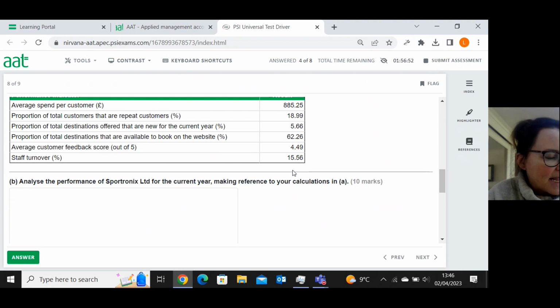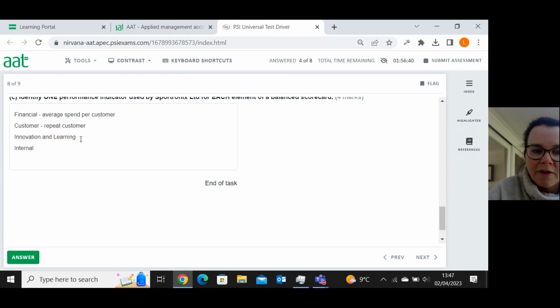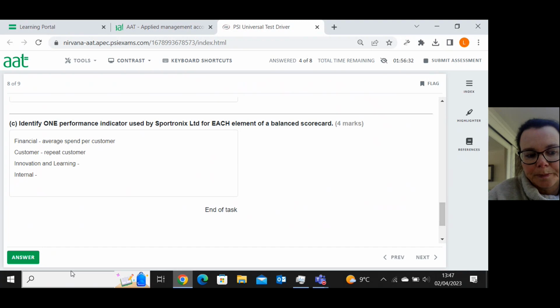And then internal perspective, that's how well the operations are going. That would be the proportion of total destinations available to book on the website. Right, so it's only 4 marks, so you would just literally match them up with your knowledge of the 4 perspectives.